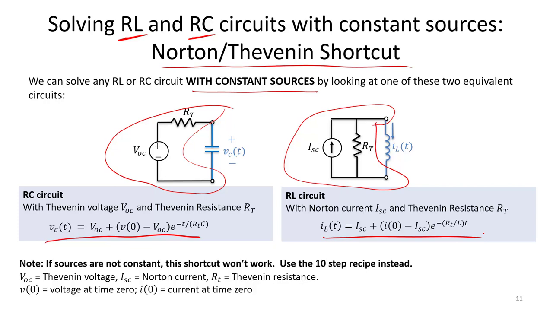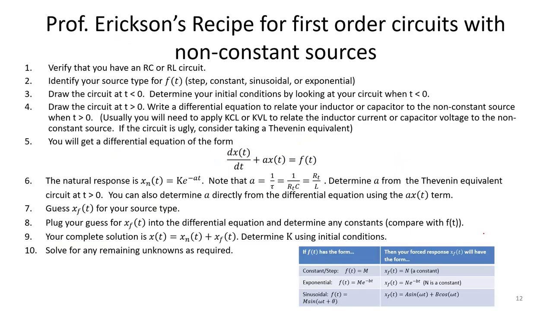So if you see a first-order circuit with a constant source, you should be immediately happy because you will know right away that this shortcut equation could be a useful tool. However, if you do not have a constant source on your first-order circuit, then you'll need to solve that first-order differential equation in order to determine your desired unknowns.